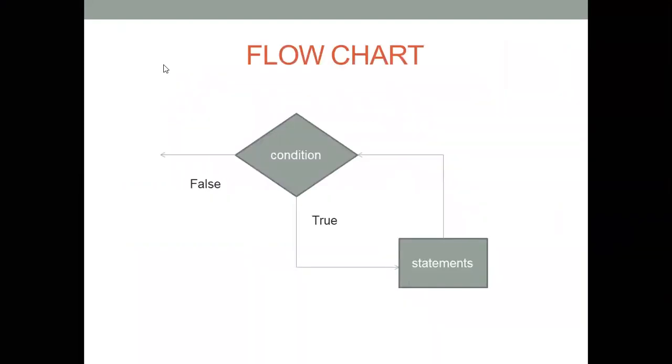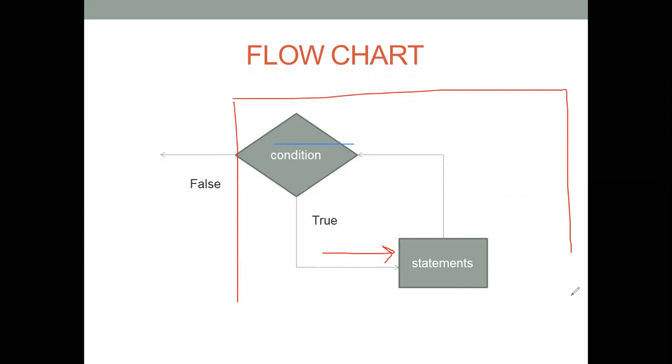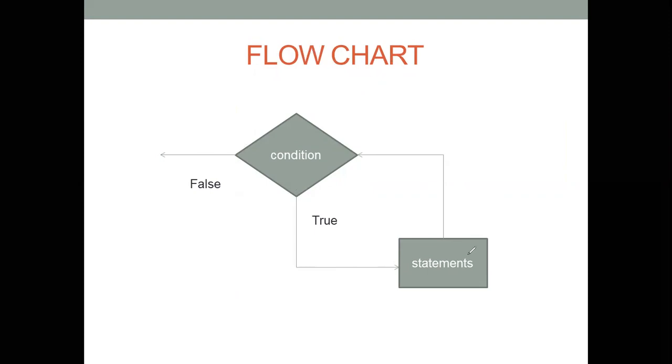This is the flowchart of looping. If this is the condition, if the condition is true, then the statement is executed. If the condition is false, the iteration is terminated and control transfers to the outside. This is called looping. It means statements will execute until the condition is true. This is a flowchart.